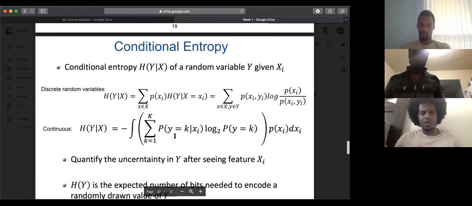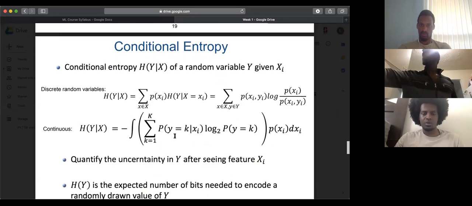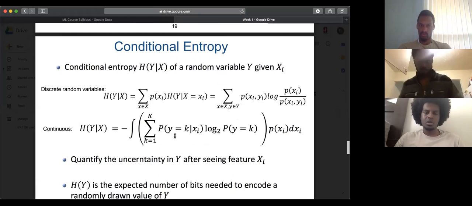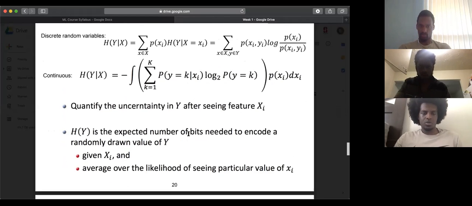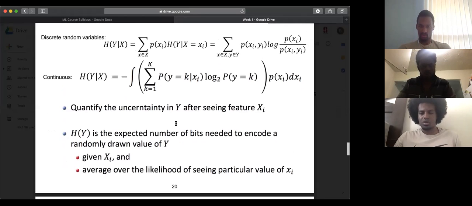Okay, so we've been talking about discrete events thus far. But if you have a continuous distribution, you just have to take the integral of the same equation. All right, so we're quantifying the uncertainty in y after seeing feature x. So this is that concept I was talking about.